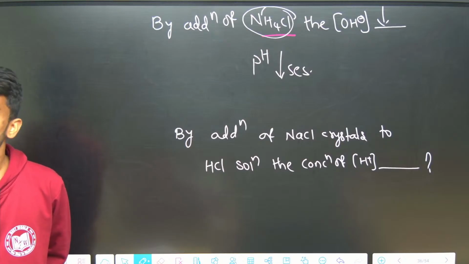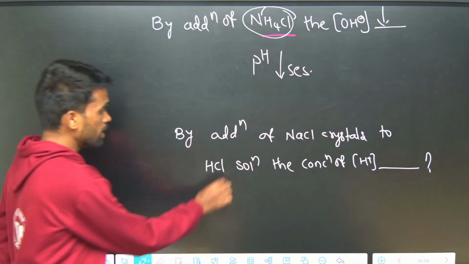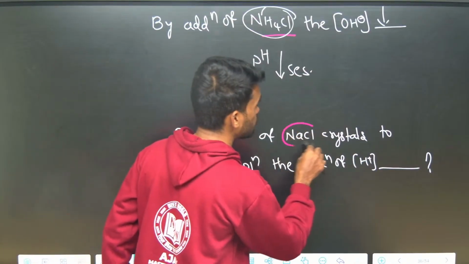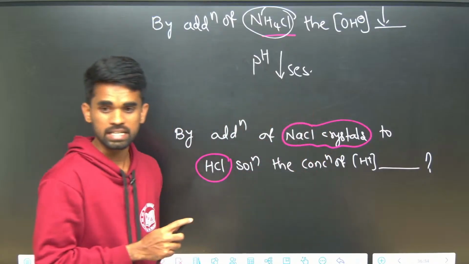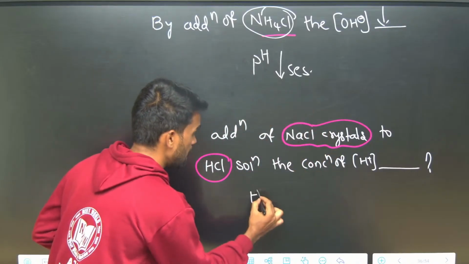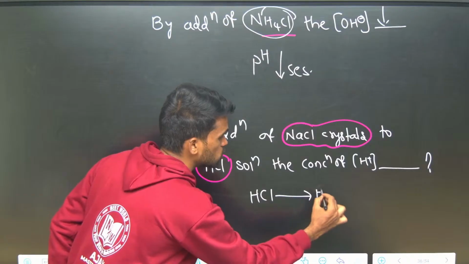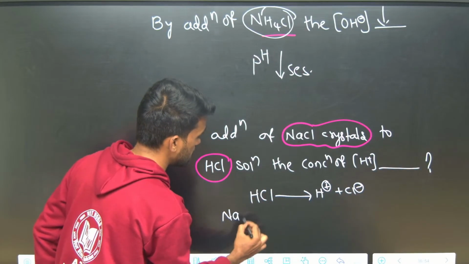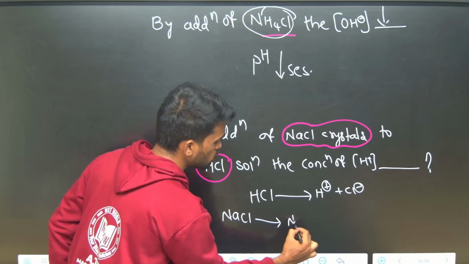Why no effect? Be conscious, that's why I told you. HCl is a strong electrolyte. What we are adding is small amounts of crystals. HCl already undergoes complete dissociation, like this. By addition of NaCl, this will also undergo dissociation.